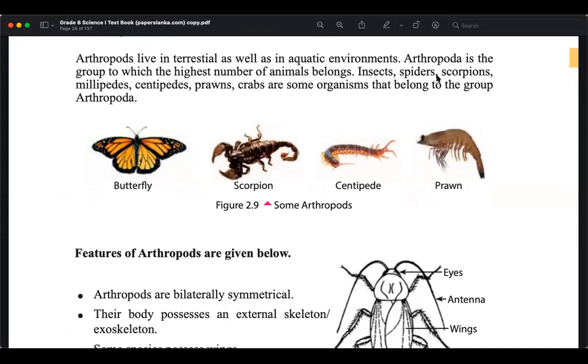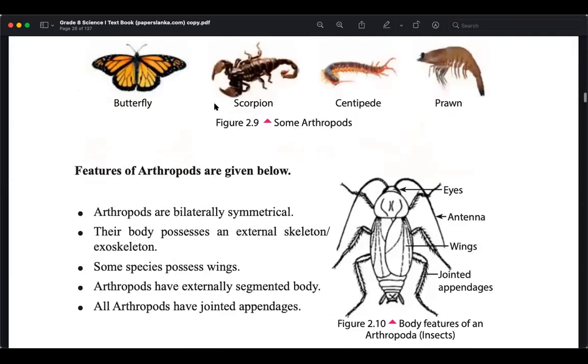Insects, spiders, scorpions, millipedes, centipedes, prawns, crabs, all belong to that. They are also invertebrates, right? Even though they look like vertebrates, they do not have a backbone. They are invertebrates: butterfly, scorpion, centipede, millipedes, prawns, all belong to that.